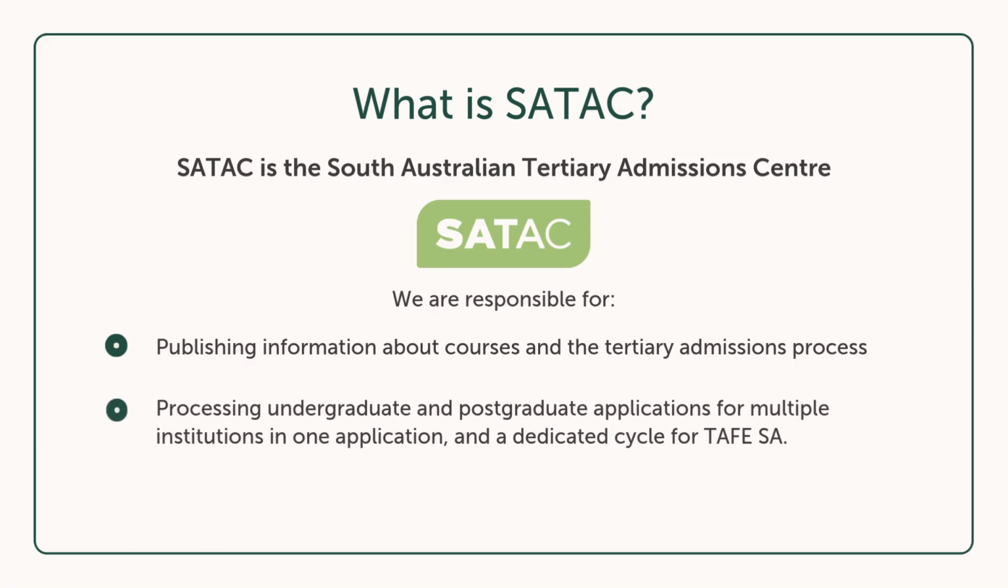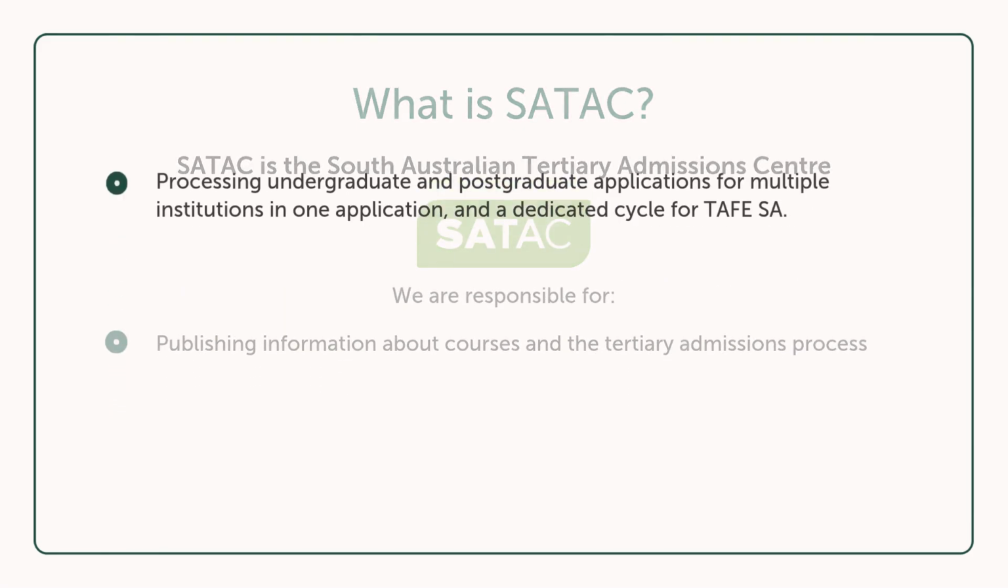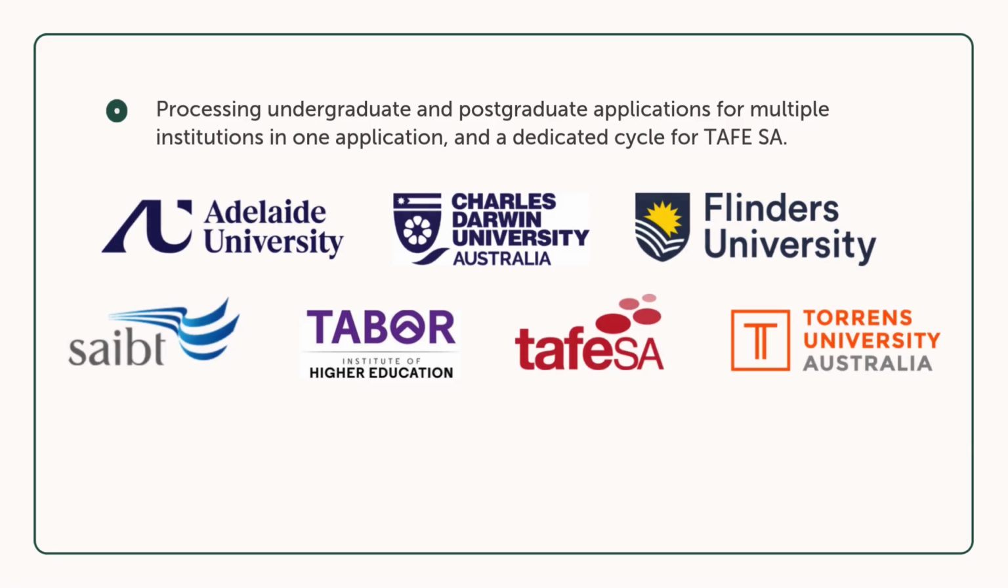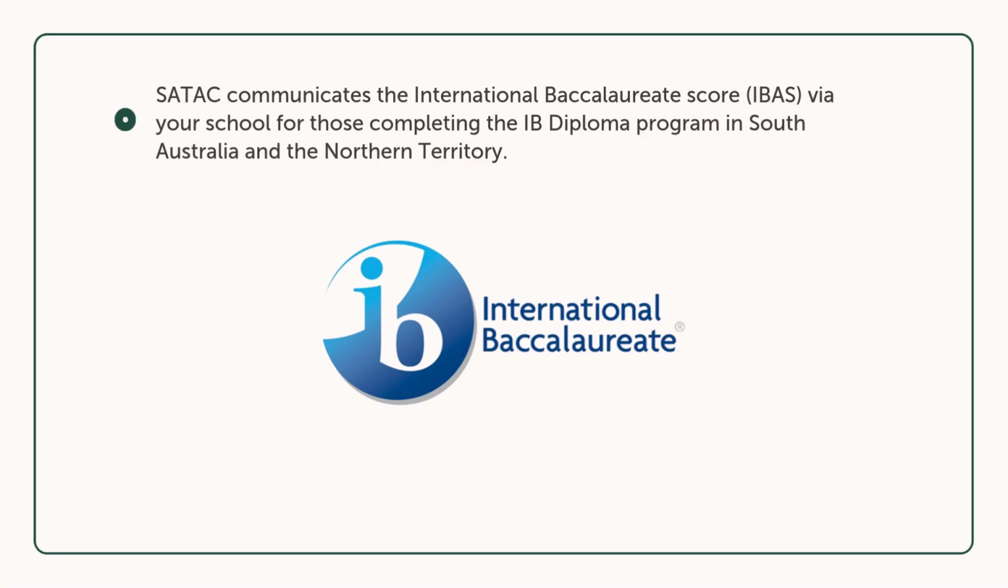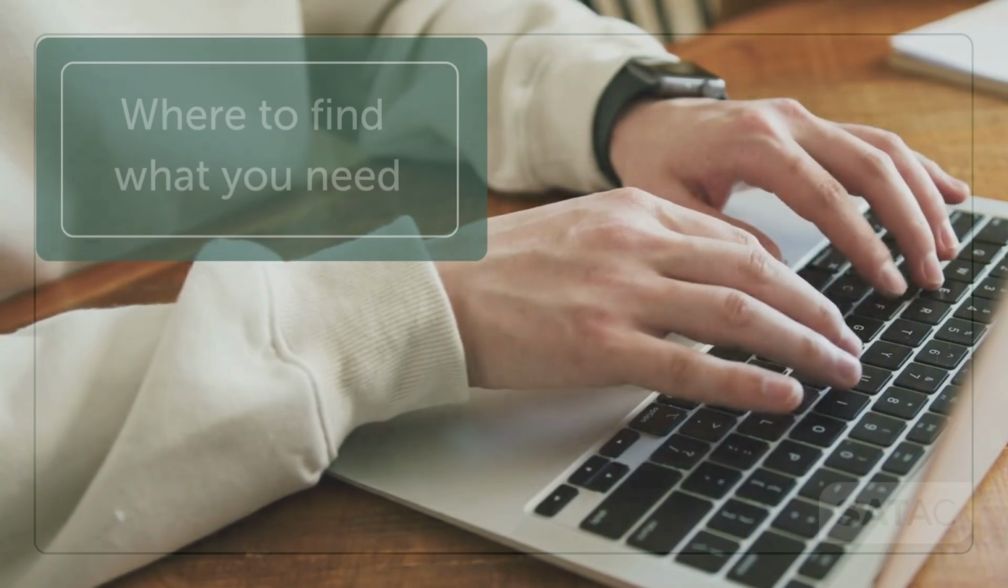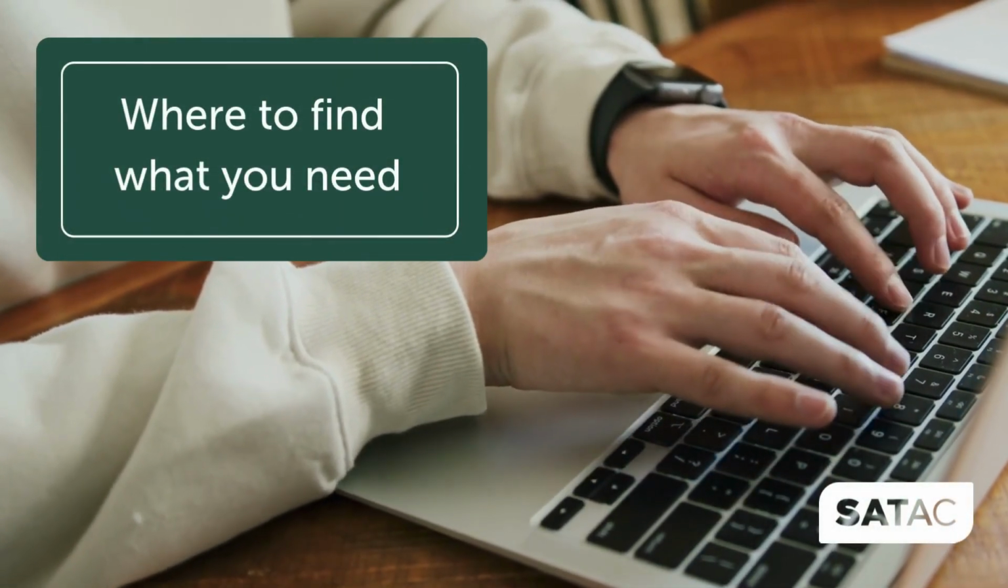We also process applications for tertiary admissions across institutions in South Australia and the Northern Territory. That means one application covers all of our member institutions. And finally, we send your International Baccalaureate Admissions Score, or IBAS, to your school if you're completing the IB Diploma in SA or NT.